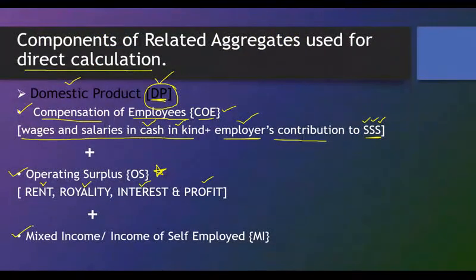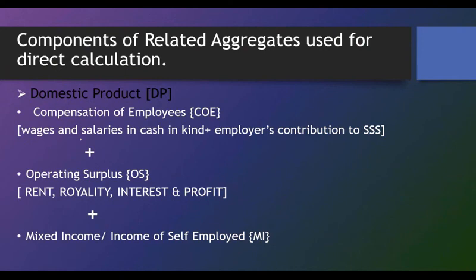Now the third component of DP is mixed income, which is also called the income of the self-employed. These are people who are not employed by anyone but are earning. They have employed themselves. They get income, but they don't work anywhere, like a CA doing private practice, or doctors. Their income is added under the mixed income heading. So these are the three parts of domestic product used for calculating national income.